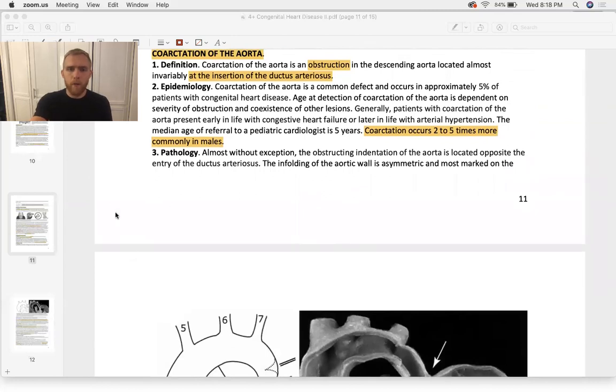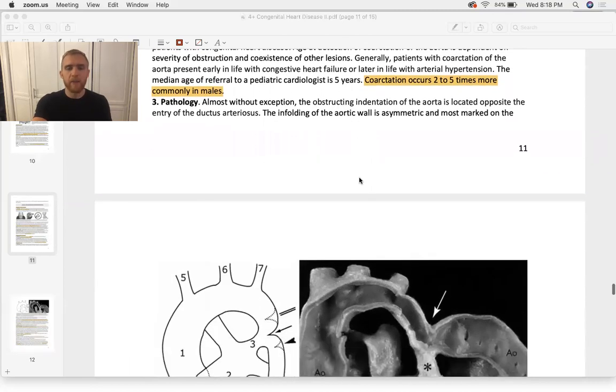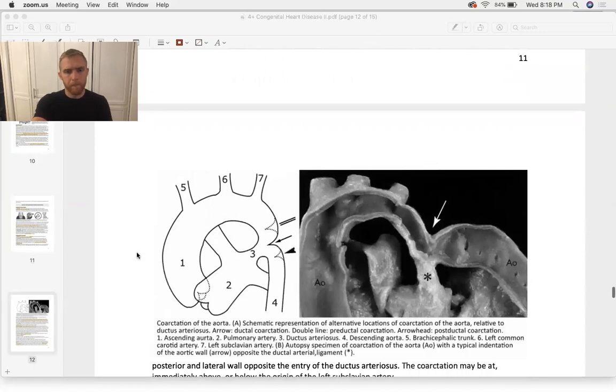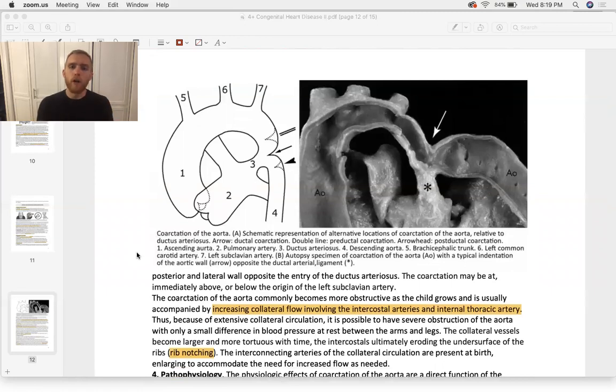Before we go any farther, there's a slight association with males, 2 to 5 times more common. Well, I guess that's moderate. So if the question is what's the predisposing factor, the answer is male gender, because you're born with it, it's not going to be smoking or obesity or anything. So we are talking about locations of coarctation. And a coarctation is going to occur before or after the ductus arteriosus.